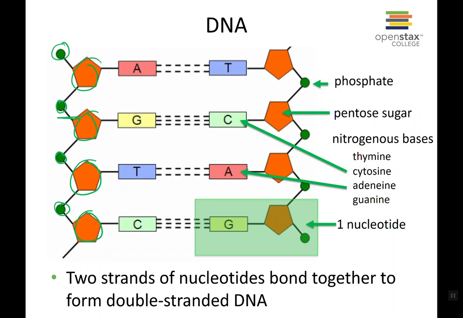So DNA is a double-stranded helix. This is one strand, and this is the second strand. So the nitrogenous bases include thymine, cytosine, adenine, and guanine. So C, T, G, and A. And there are specific pairing rules for these bases. So A always goes with T. And G always goes with C.